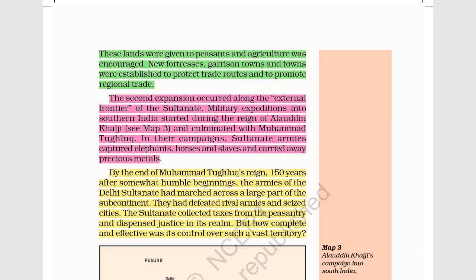It tells us about, we studied in this unit, that is, from garrison town to empire, that is the expansion of the Delhi Sultanate. Okay, I hope you can understand.